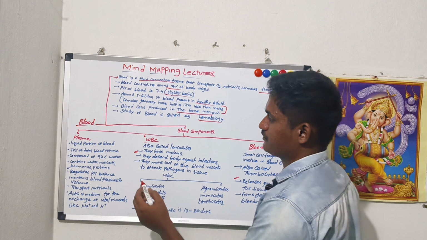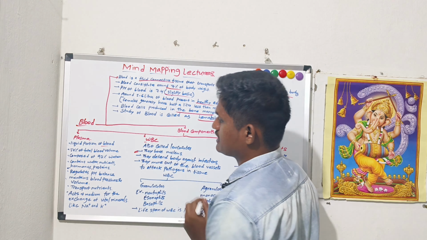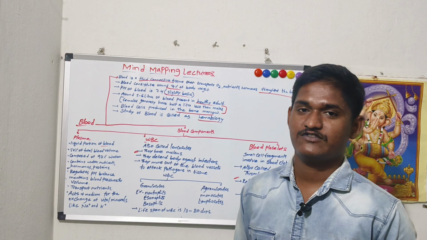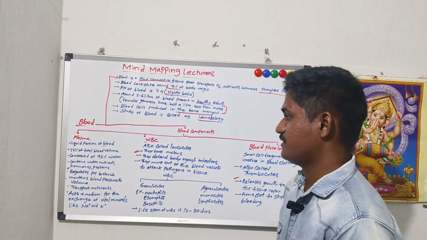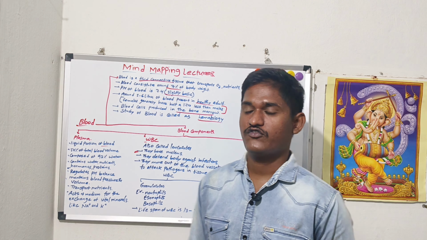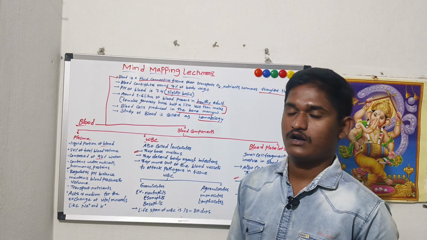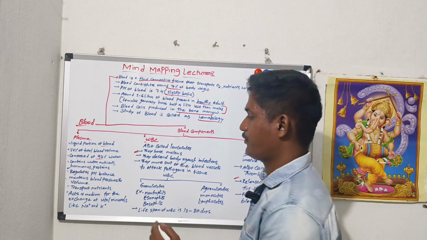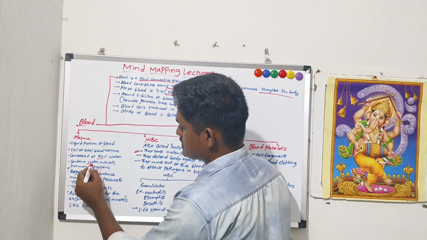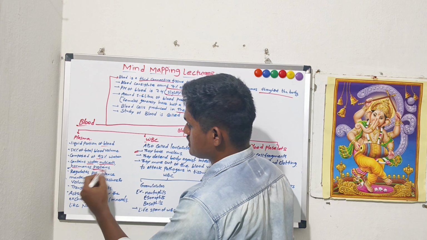Here the plasma. The liquid portion of the blood is called plasma. About 54% of the total blood is constituted of plasma. The plasma is composed of 92% water. Plasma contains water, nutrients, hormones and proteins.